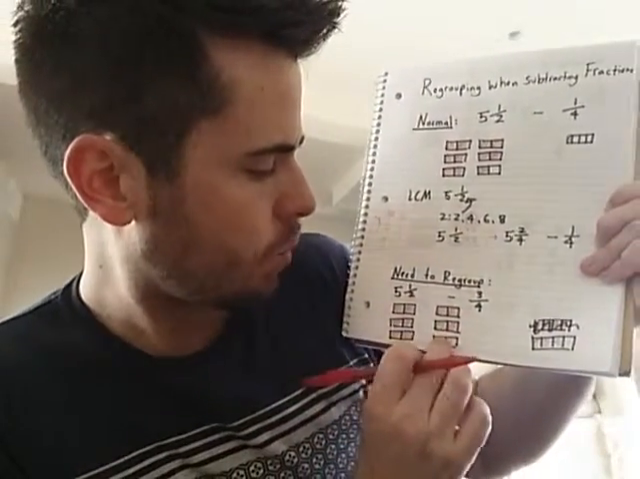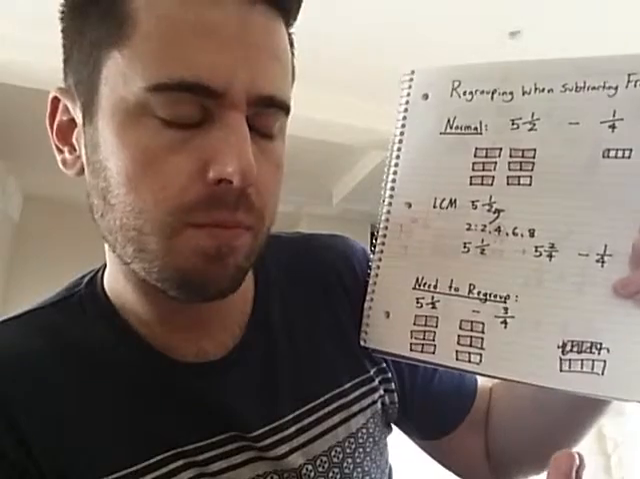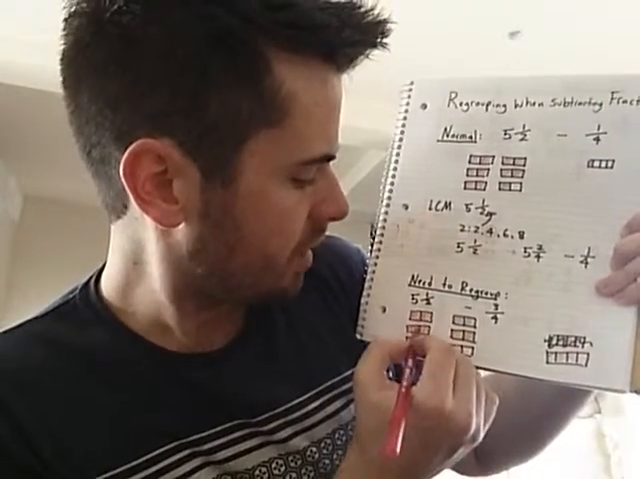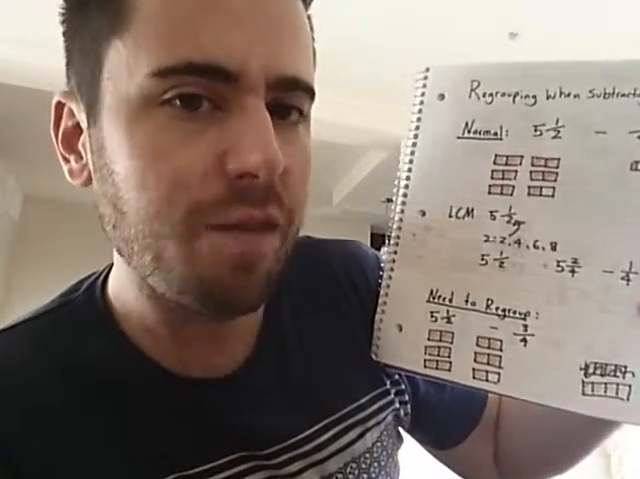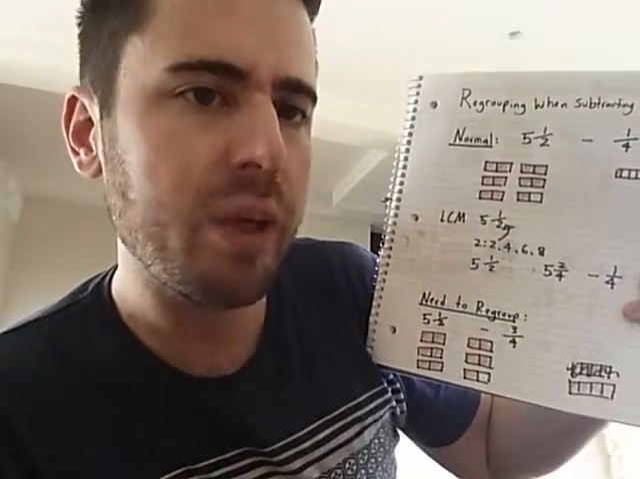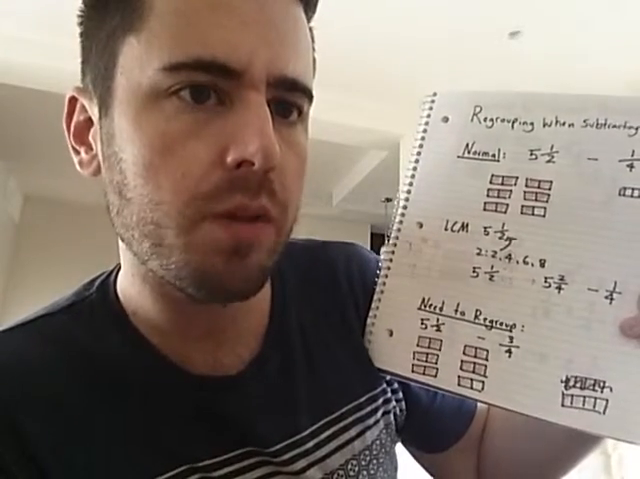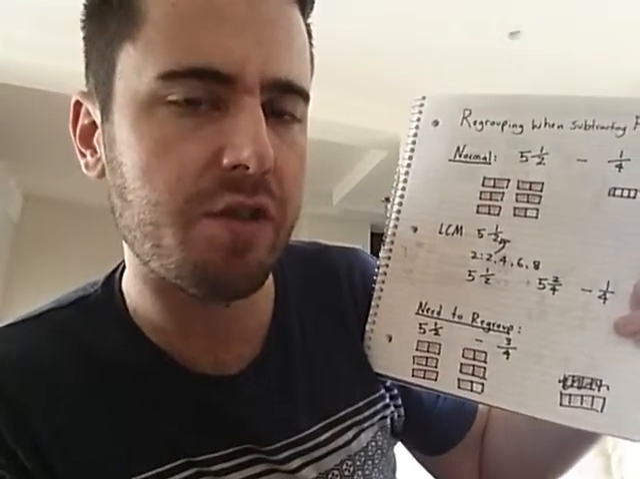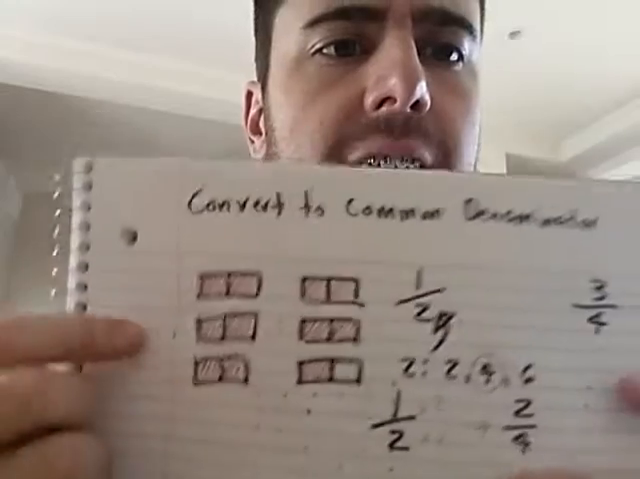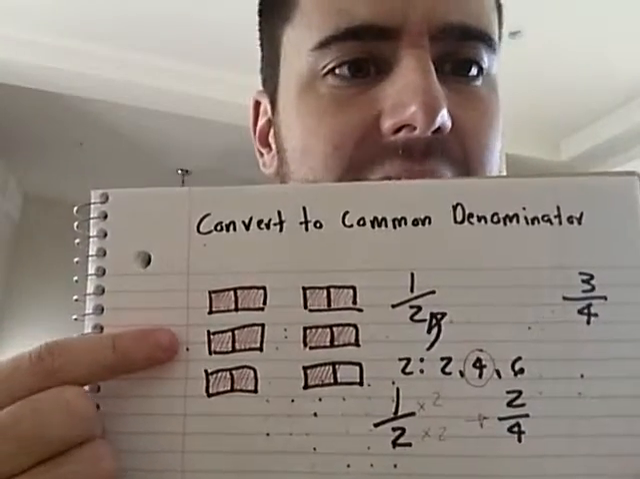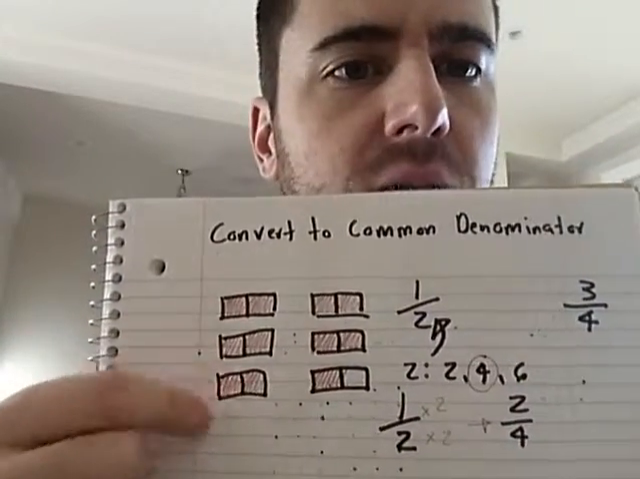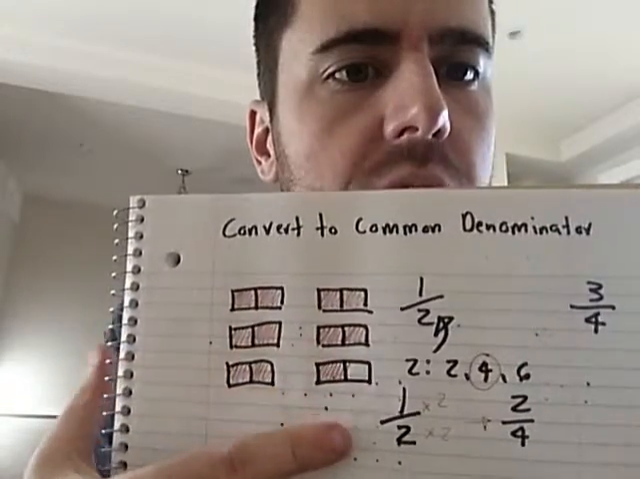So now, where are we going to borrow it from? Well, we've got, looky here, 5 wholes that we can borrow from. We can take one of those wholes and we can actually borrow some fractions from it. Let me show you how. So the first step is, I've written out exactly the same thing right here. I've written out my 5 wholes and 1/2.